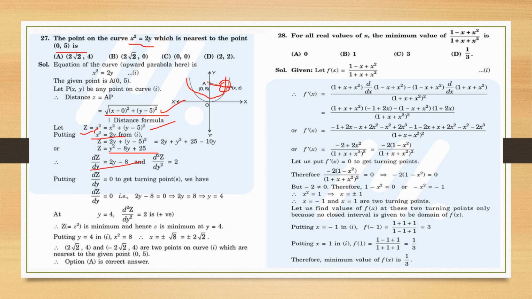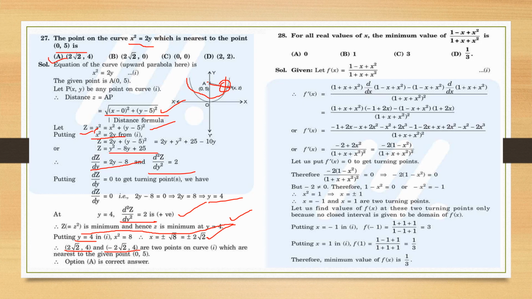Now dZ by dy is this, the second derivative is this, and the critical point I'll get from y equal to 4. The second derivative at y equal to 4 is always positive, so that means it is the minimum, and the minimum is at y equal to 4. At y equal to 4, what is the value of x? X square is equal to 8, so x is equal to plus minus 2 root 2. So my points are (2 root 2, 4) and (minus 2 root 2, 4). These are the two points which are nearest to the given point (0, 5). So option number A is the correct option.